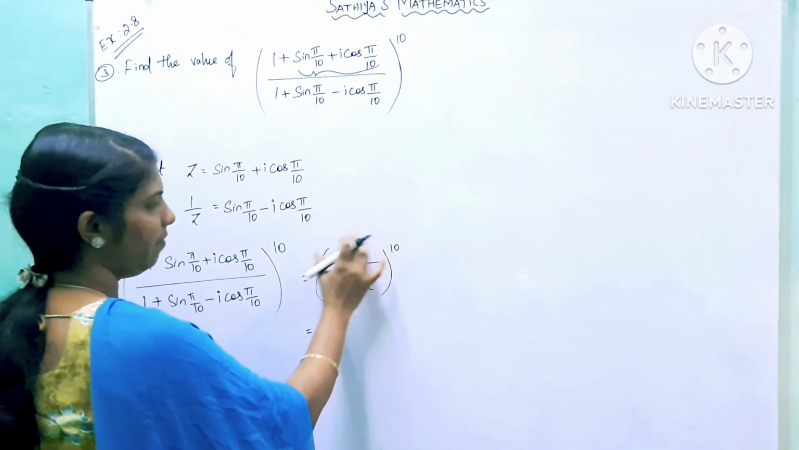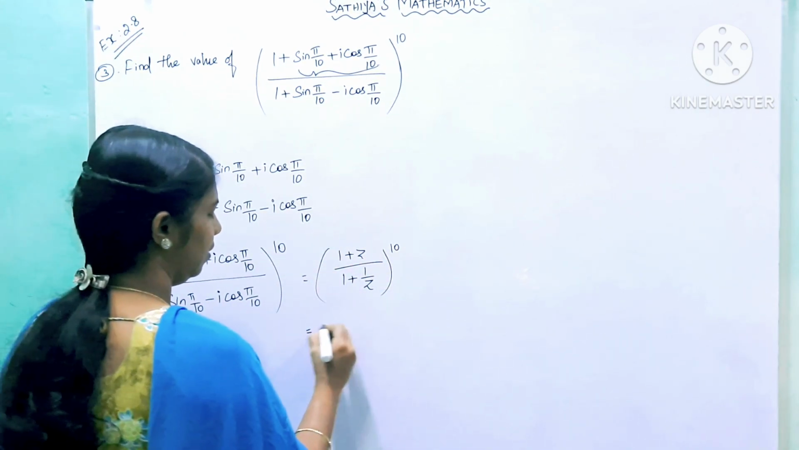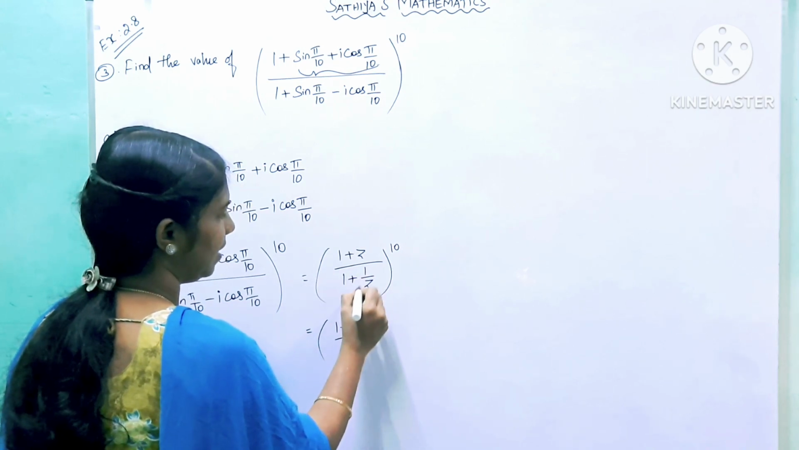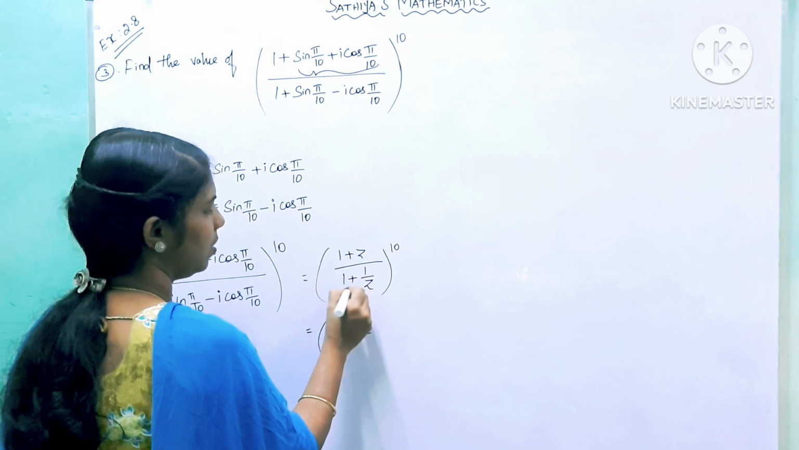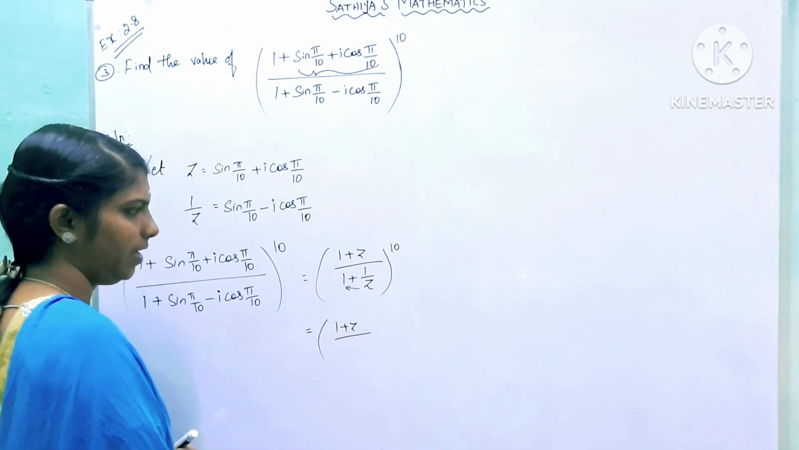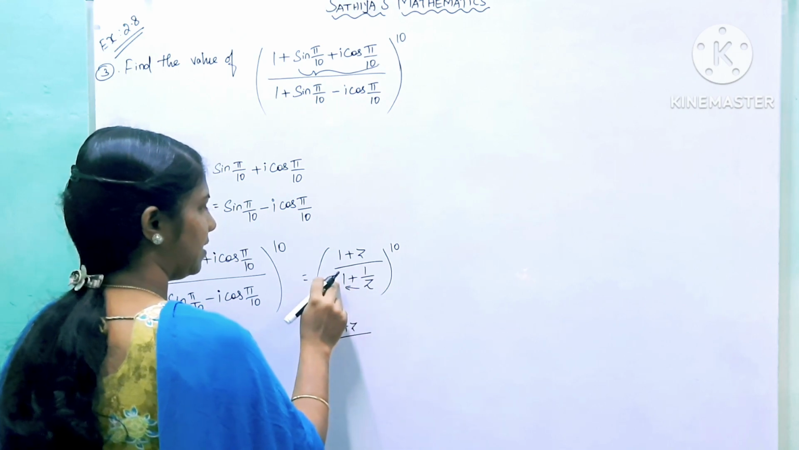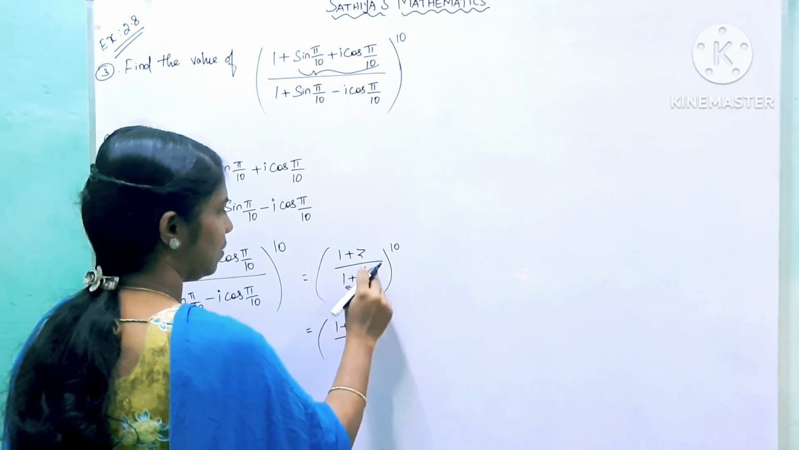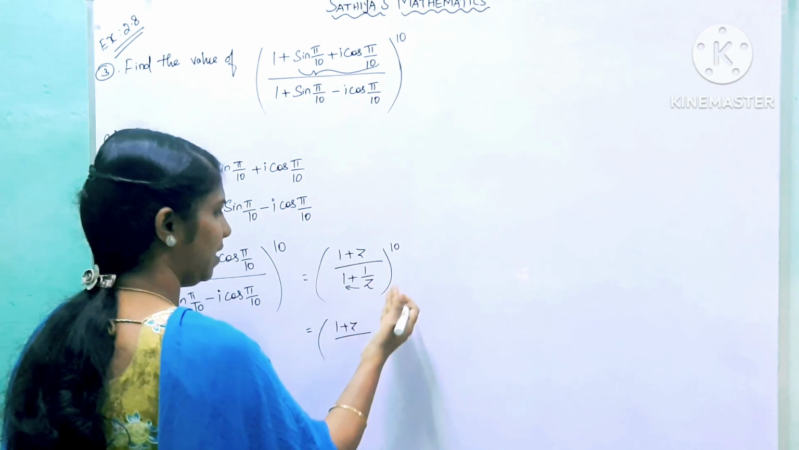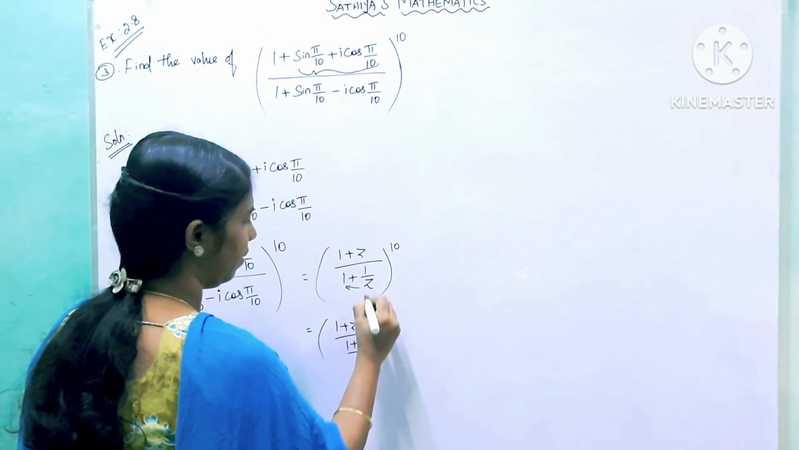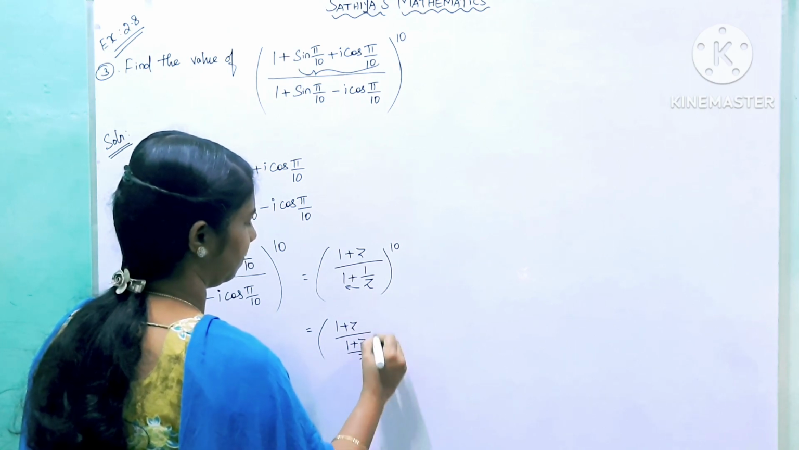Now we should simplify the term inside the bracket. To simplify, look at the denominator, they have given 1 plus 1 by z. So by cross multiplying we can take the LCM. Cross multiplying z here, z plus 1 comes. Z plus 1 and 1 plus z are the same. So we can write this as 1 plus z, the whole divided by the LCM, which is z.